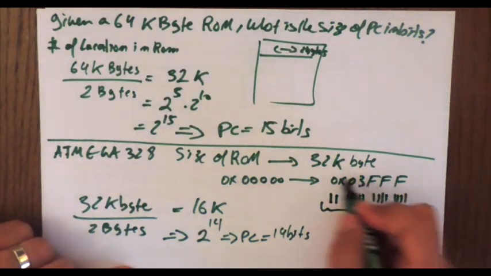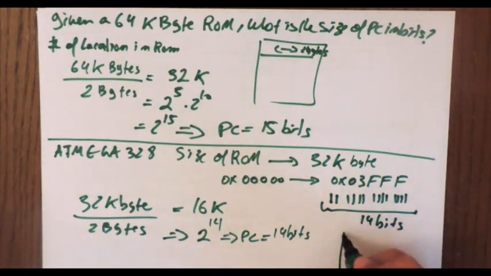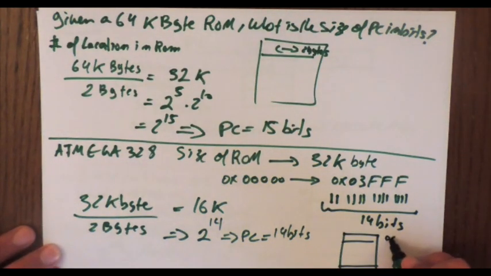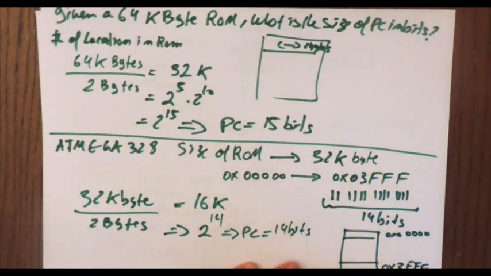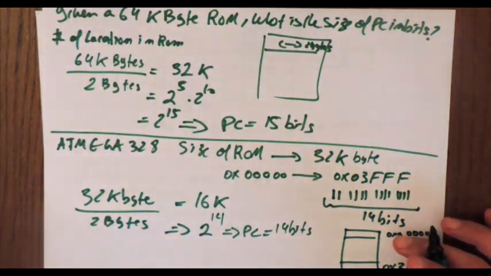So this is the maximum or the last address in the ROM. If I take the ROM of the Atmega328, it will start from 0x0000 and end at 0x3FFF. So this is the last address. This is the last place I can place any code.